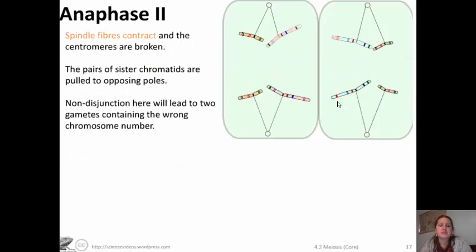All right, in anaphase 2, the spindle fibers are going to contract and the centromeres are going to be broken apart. That's going to allow the sister chromatids to be pulled to the opposite poles. Again, we could have another instance of non-disjunction where they do not break correctly, and we could have two gametes having the wrong number of chromosomes.